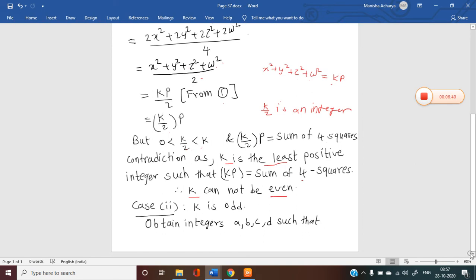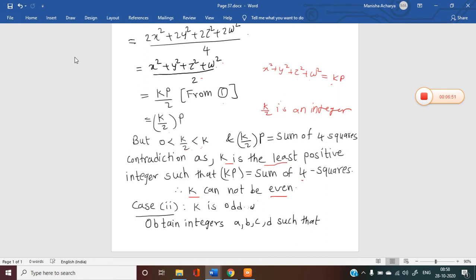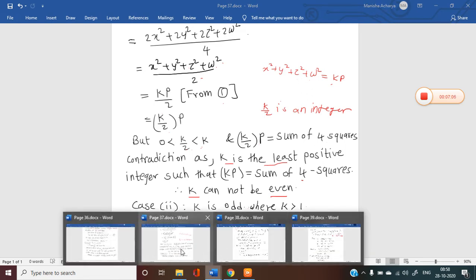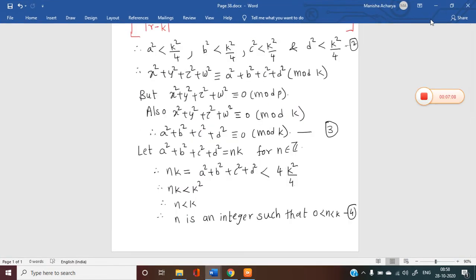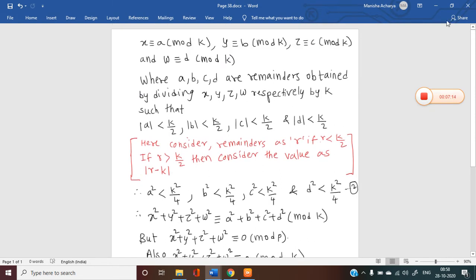Now let us consider the case where k is odd and k is greater than 1, because now we have to show that k is equal to 1. So k is odd, where k is greater than 1. Now we can find integers a, b, c, d such that x is congruent to a modulo k, y is congruent to b modulo k, and so on.